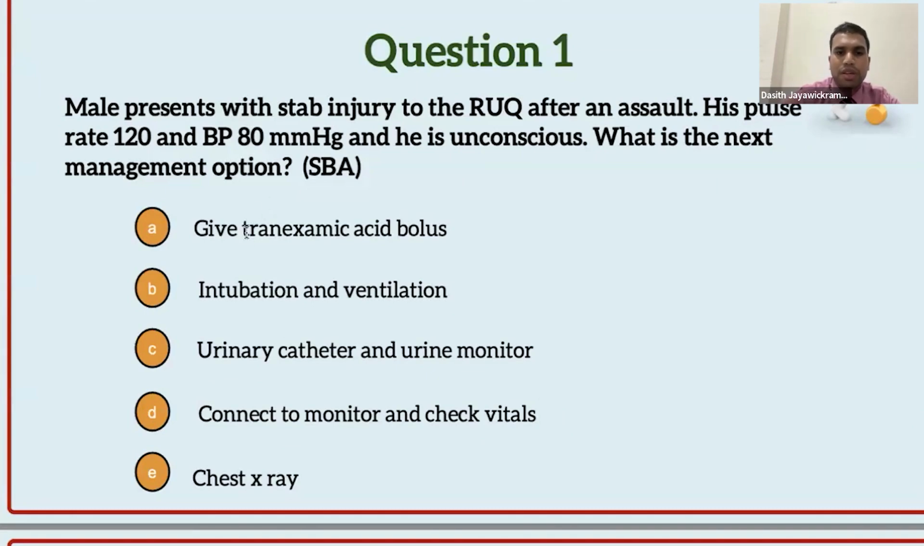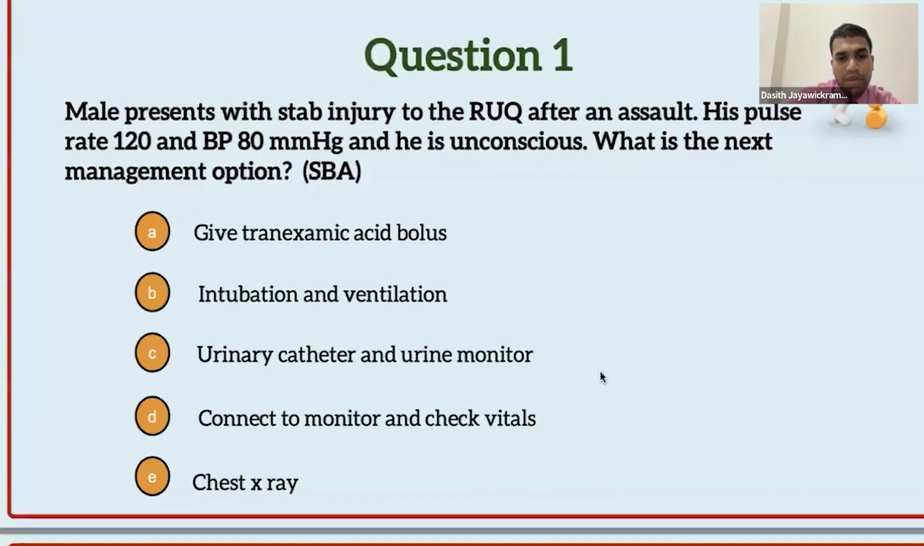So, give tranexamic acid bolus. Is it a management option? Yes. Intubate and ventilate. Yes, a management option. Urinary catheter and urine monitoring. Yes, it is also an option in management. Connect to monitor and check vitals. Yes, it's also a management plan. Chest X-ray. Might need, we don't know. So what is the next? Any idea? According to our ABCD approach, what should we do?